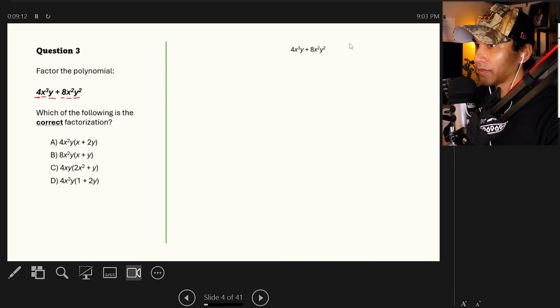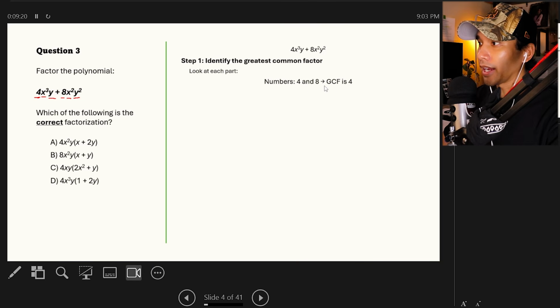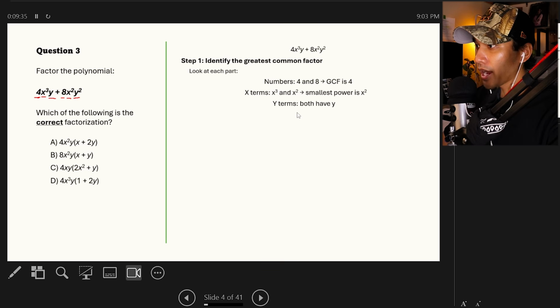So write down the problem, write down the polynomial, identify the greatest common factor. Okay, 4 and 8, the greatest common factor between these numbers is 4. In the x terms, x cubed and x squared, the smallest power is x squared. And in the y terms, it's just y. That's it. So the greatest common factor is just these all together, bunched up together, 4x squared y.